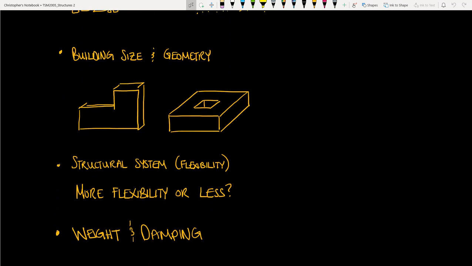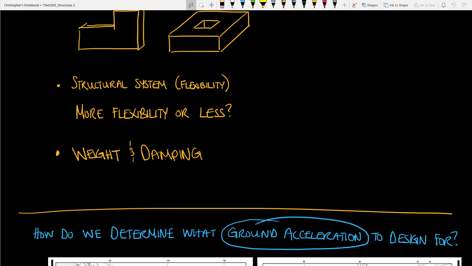Next, as we had with wind loads, we have building size and geometry. Geometry plays a key role here with the code, as we will see in just a moment. The fourth parameter, as with wind, is the structural system itself. But the answer to our question here is a bit more complicated, as we'll soon see. Lastly, we have the weight of the building and damping. And as we'll soon see, it's not just the magnitude of the weight itself that matters, but also where the weight is distributed throughout the building.